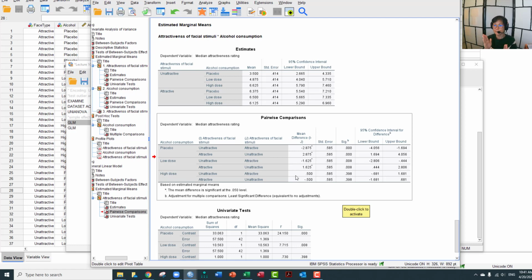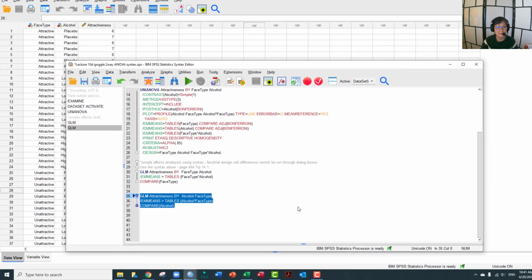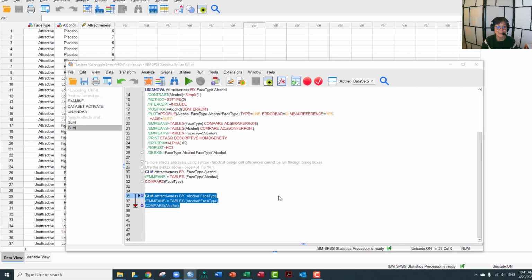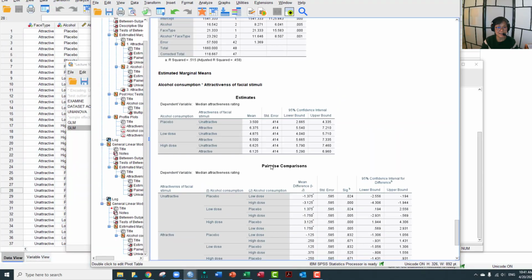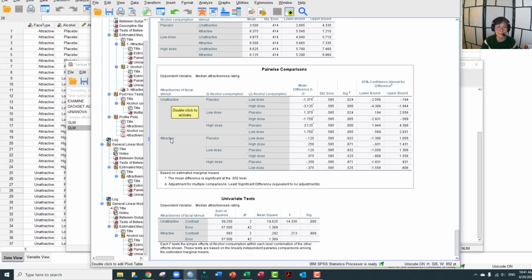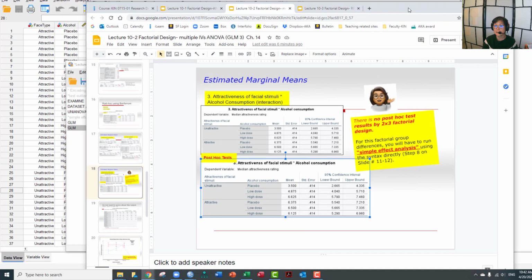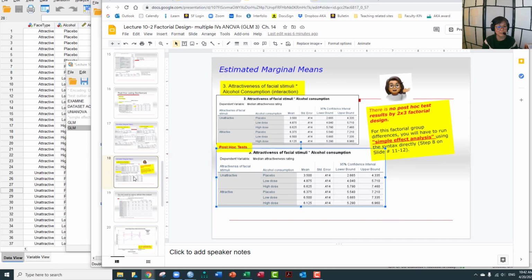If you want to look at face as the reference, then look at the alcohol differences. Then you use the other syntax and run it. Then you will see the output flipped: unattractive, attractive, and the alcohol consumption level differences. So if this is easier for you to interpret the data, you can look at it that way too. You just change the order of your independent variables. Okay, so putting our lecture slide back here.